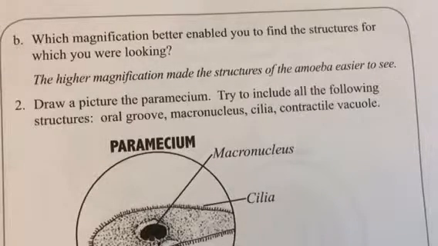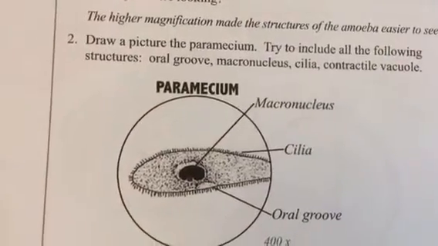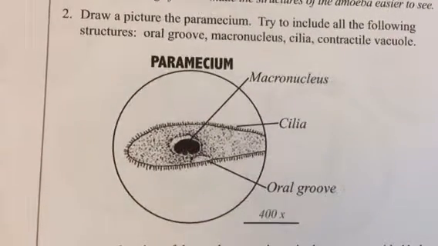Number 2, draw the picture of the paramecium. This is what it looks like labeled. Our little parameciums looked like that, but the cilia was very difficult to see. I think I only saw one oral groove. But we did get a good view of them today, I thought.